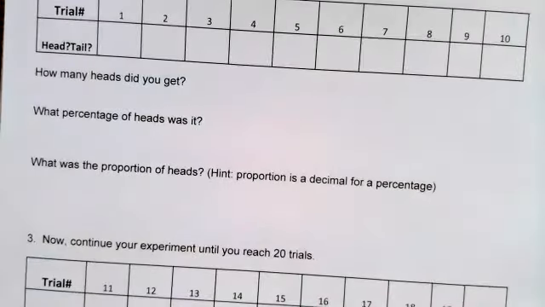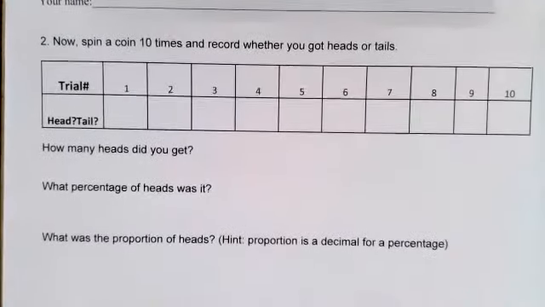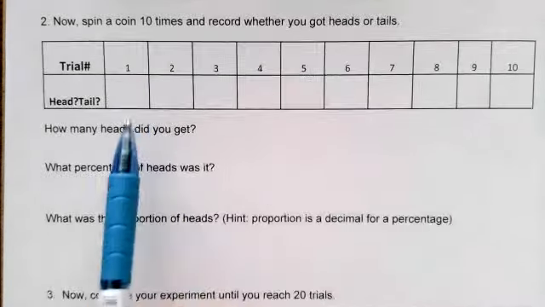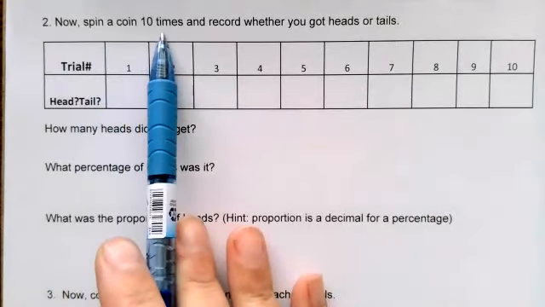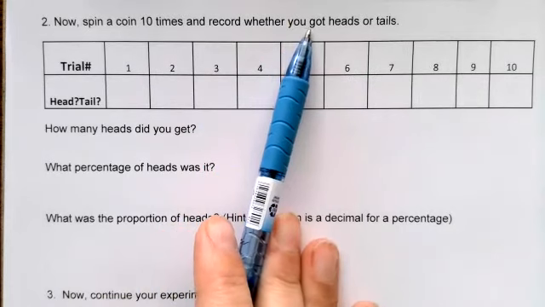All right. Then you're going to go to assignment number 2. This is a completely different assignment, so you're going to leave behind what we just talked about and start over again. And here we're actually going to do kind of the same thing, only with proportions. You're going to spin a coin 10 times and record whether you got heads or tails.